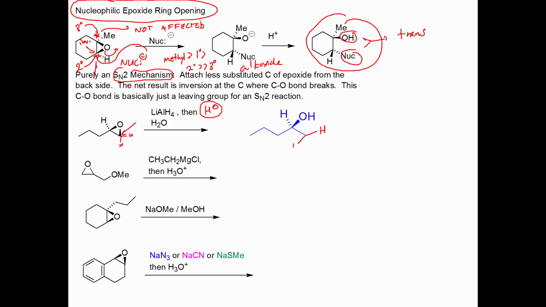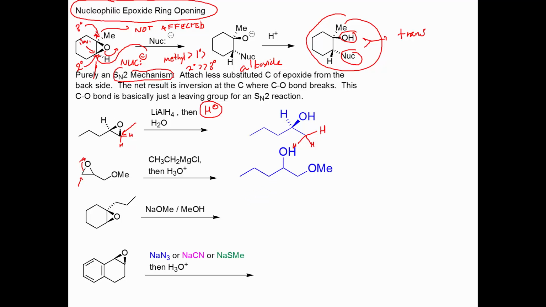We have 3 hydrogens after the reaction is over. Okay, here we have a Grignard. A Grignard reagent is a good nucleophile for opening an epoxide, and we're going to attack here because that's the less substituted carbon of that epoxide, and the product we're going to end up with is the one shown here.